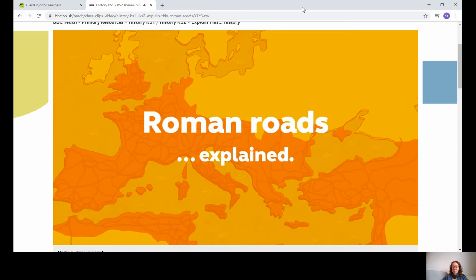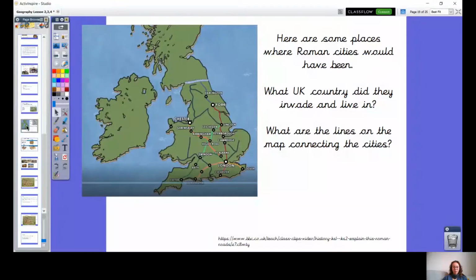I hope that was useful for you today. Let's go back to our slides. Okay, so we know that Romans were great builders. They used much more sturdy and long-lasting materials than the Celts did, didn't they? Which is why some of their buildings we can still see today.